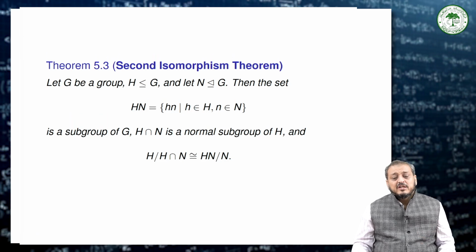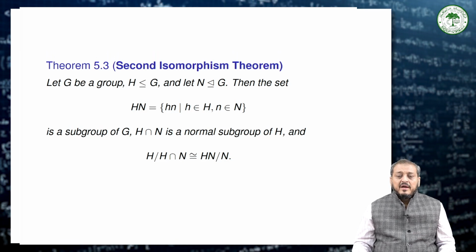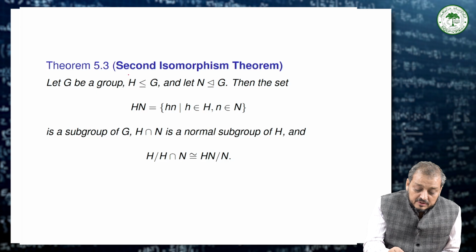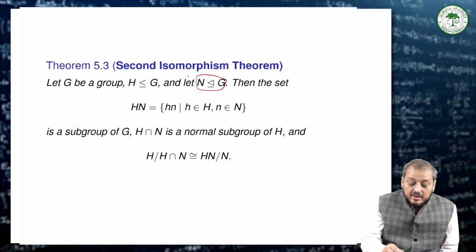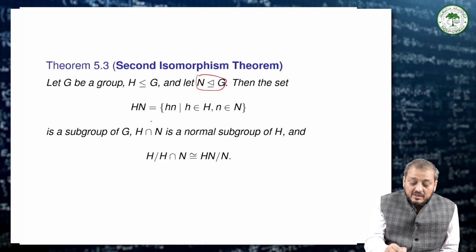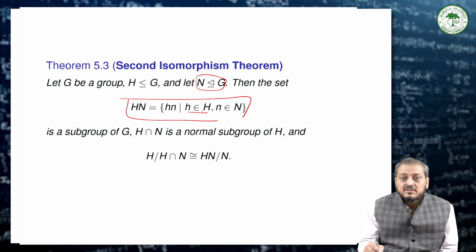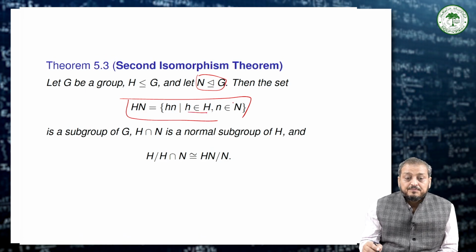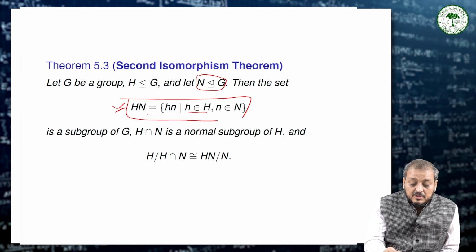In the second isomorphism theorem, we take G to be a group, H a subgroup of G, and N a normal subgroup. Then we have the set HN, of the form hn, where h is an element of H and n is an element of N. And this HN is a subgroup of G.